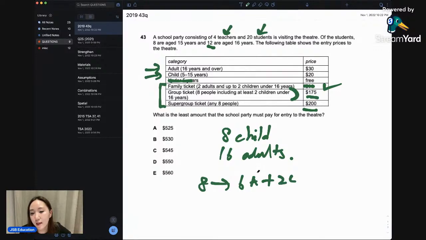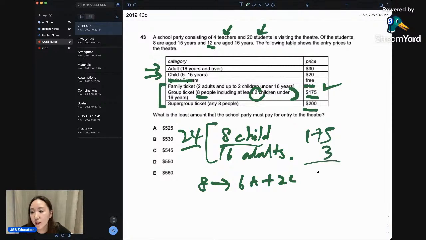So we could get away basically with just buying, okay, so we don't even need to do this combination, right? Because this is 24 people total, and at least 25% of them, 2 of the 8, are children. So we can just actually buy 3 of these tickets straight away. So that would allow us to do 175 by 3, which would be 525.